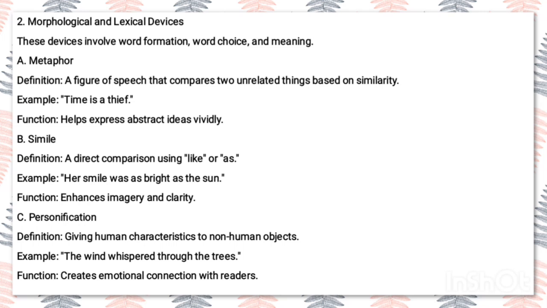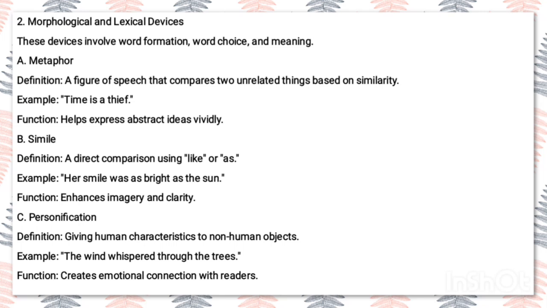These devices deal with word formation, choice, and meanings. Metaphor means a figure of speech that compares two unrelated things based on similarity. For example, time is a thief. Its function: a metaphor allows the writer to convey complex or abstract ideas in a more vivid or accessible way.